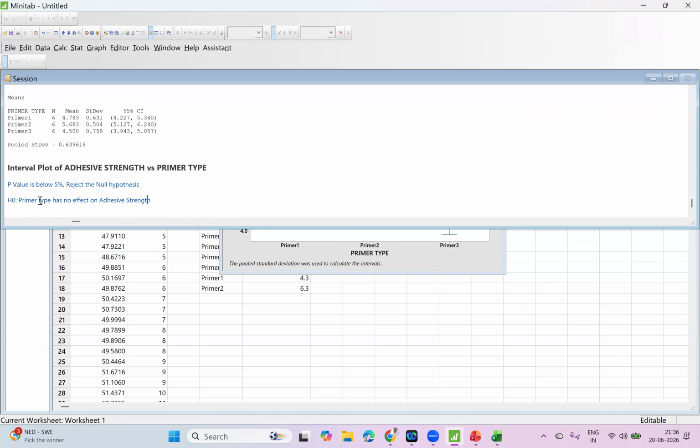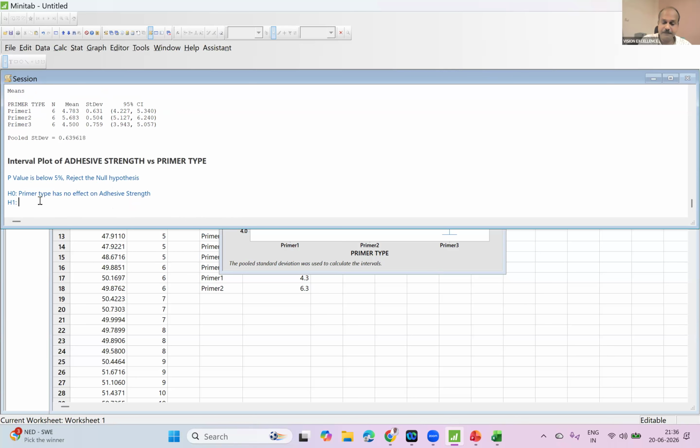Then H1 will be: primer type has a significant effect on adhesive strength. See, in statistics, adding the word significant is helpful.